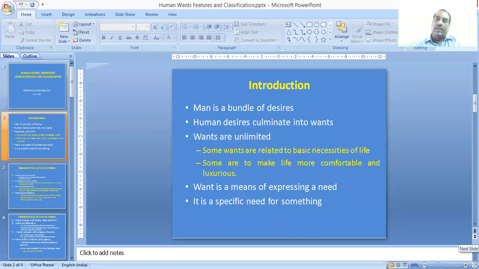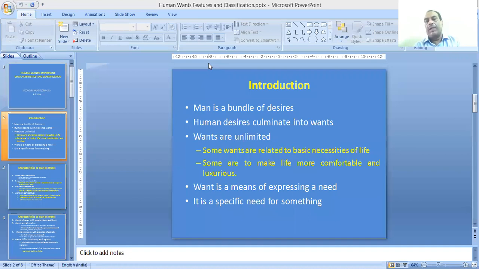Or a need situation arises when there is a gap between what is and what ought to be. One person should have. So if there is a gap, then we will say that he is in need. So need is the felt state of deprivation or the things which are most essential for the survival of a people, mankind.